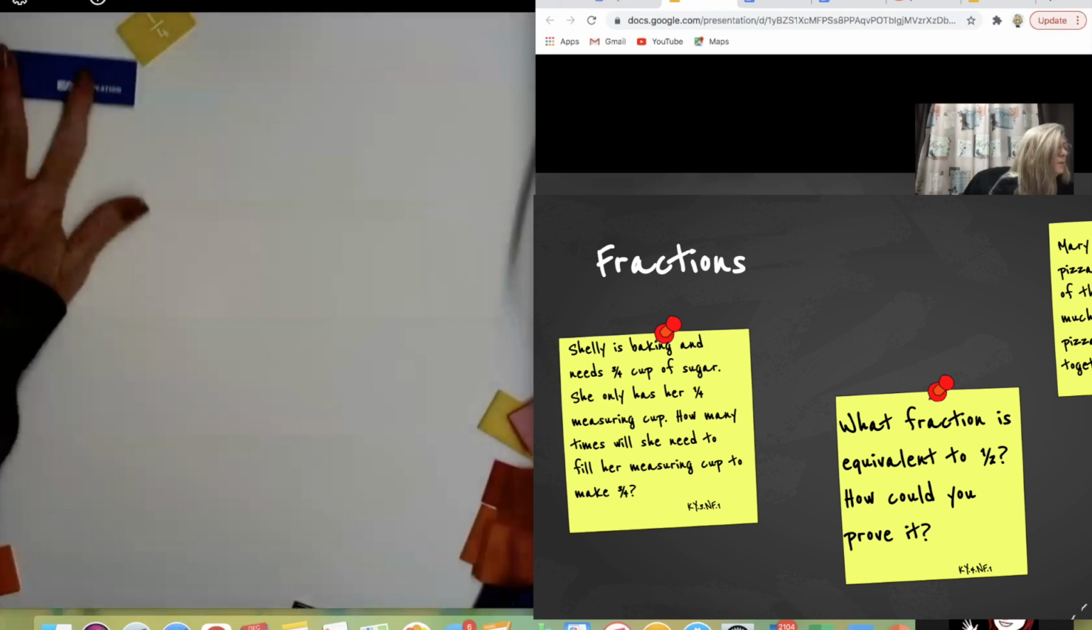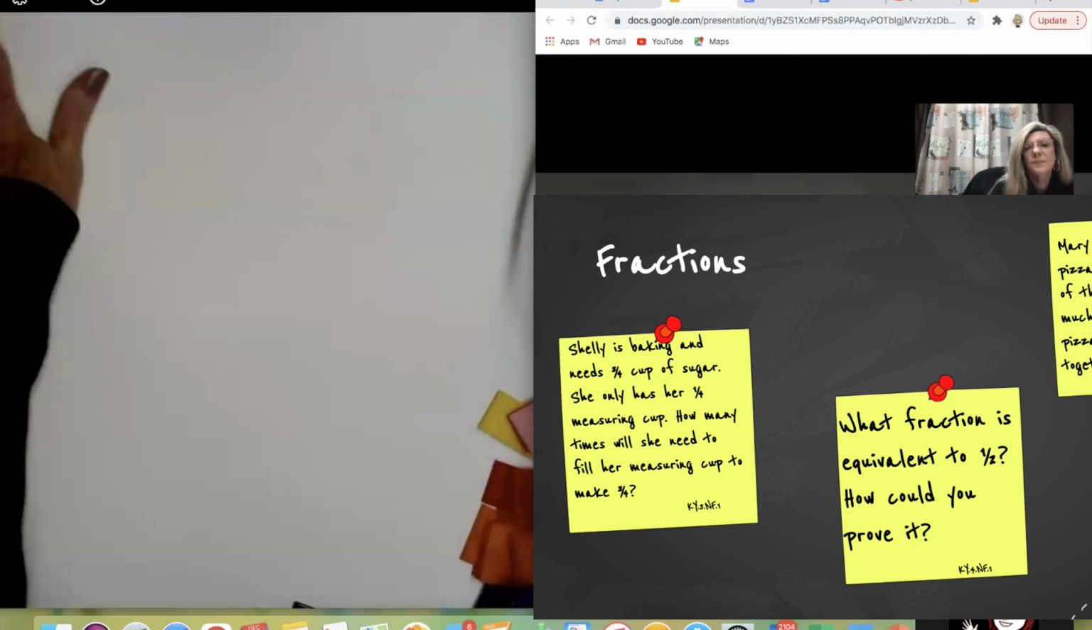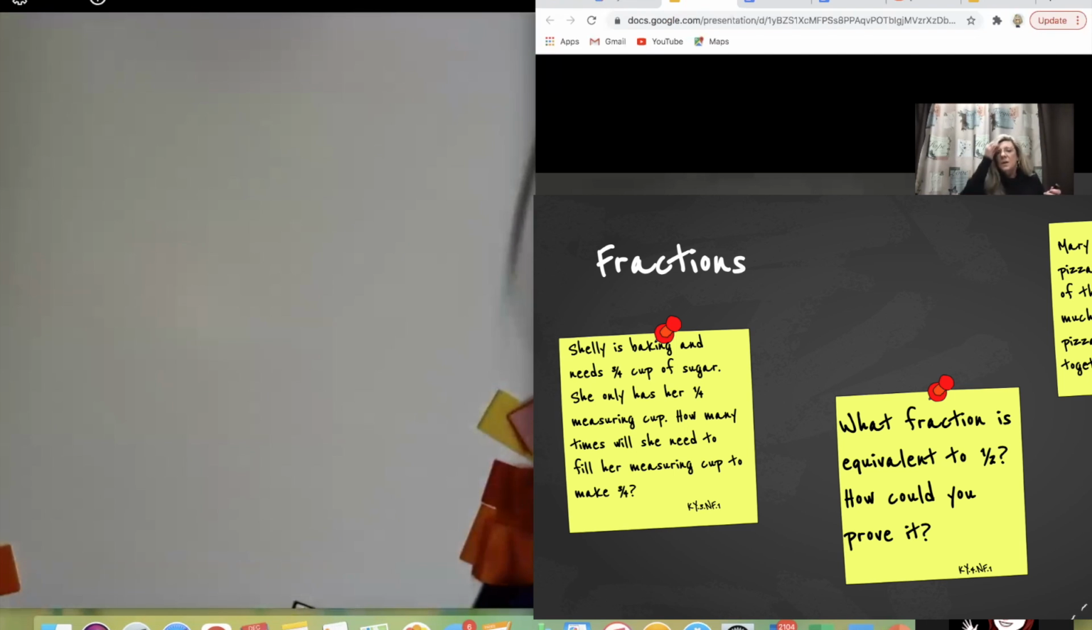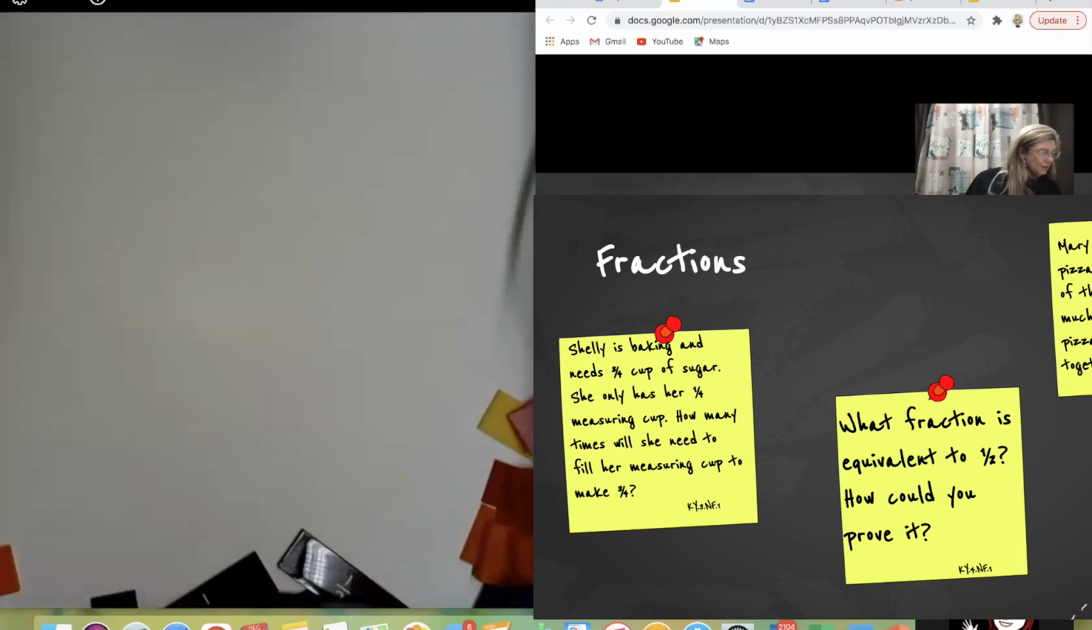All right, the next one I want to share with you. What fraction is equivalent to 1/2, and how could you prove it? So that is a 4th grade standard, and equivalent fractions is what we're working on. So let's think about what we could use for our 1/2. What could we do? What's equivalent to 1/2?